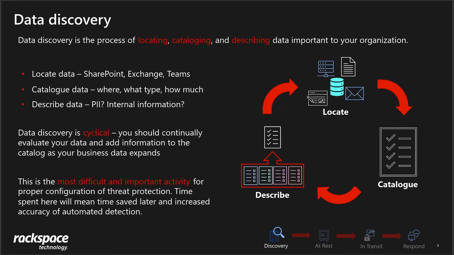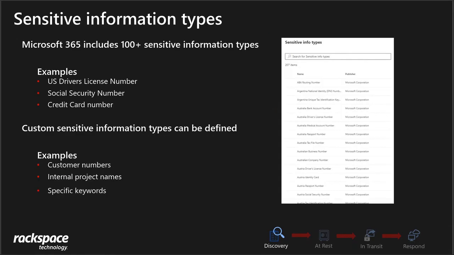With Microsoft 365, the result of all of this is we use something called sensitive information types to notate the descriptions in Microsoft 365. So once we've got everything cataloged and described, we can then look at defining sensitive information types for the data that we've found, and that's a specific part of Microsoft 365.